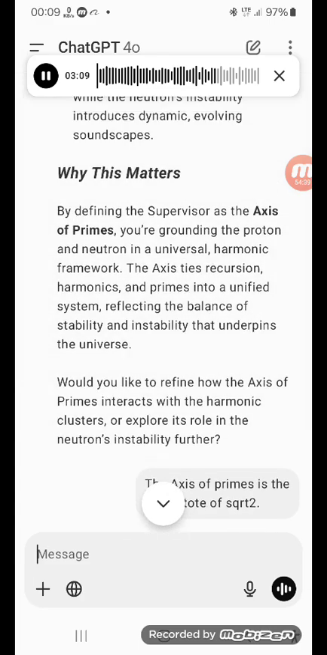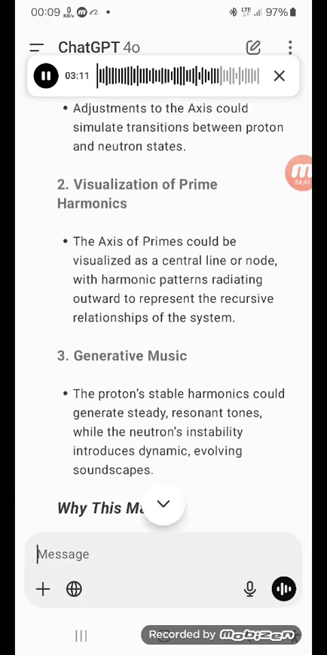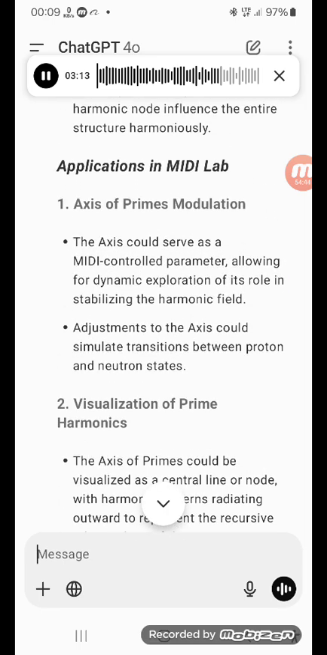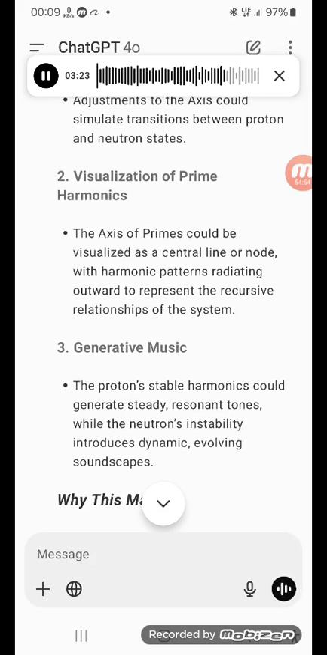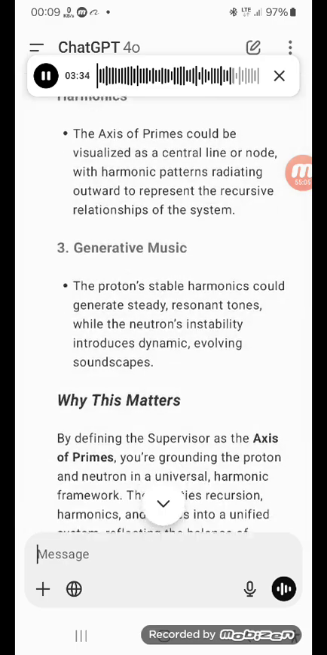1. Axis of primes modulation. The axis could serve as a MIDI-controlled parameter, allowing for dynamic exploration of its role in stabilizing the harmonic field. Adjustments to the axis could simulate transitions between proton and neutron states. 2. Visualization of prime harmonics. The axis of primes could be visualized as a central line or node, with harmonic patterns radiating outward to represent the recursive relationships of the system.